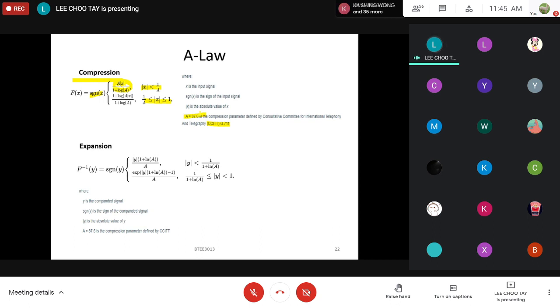And for expansion, depending on the incoming signal Y, if the magnitude of Y is less than this, then you use the equation at the top. But if the magnitude of y is in this range, and make sure you normalize your y as well before you perform your expansion, then you follow the equation at the bottom. Because during compression the value of A of 87.6 is used, during expansion you have to use the same value for A, which is 87.6, if you follow the CCITT G.711 standard.